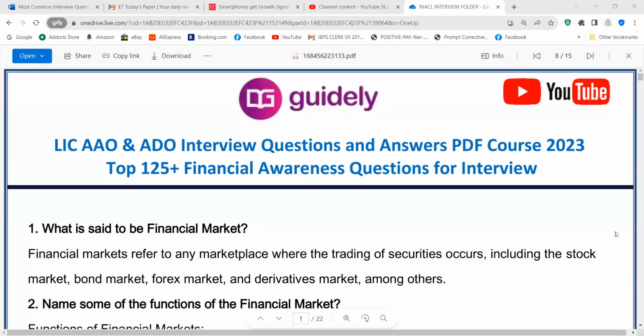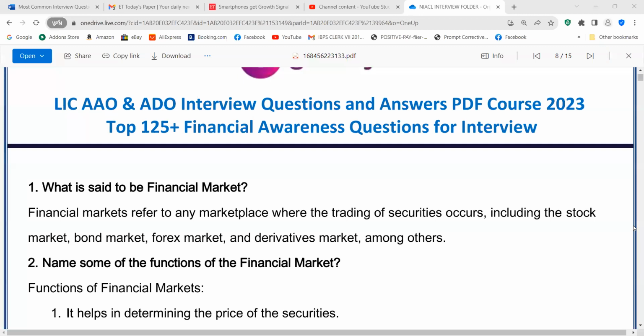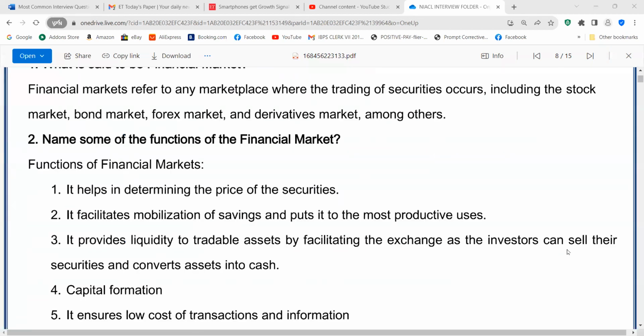Okay, what is said to be financial market? Financial markets refer to any marketplace where the trading of securities occur, including the stock market, bond market, forex market, derivative market, among others.